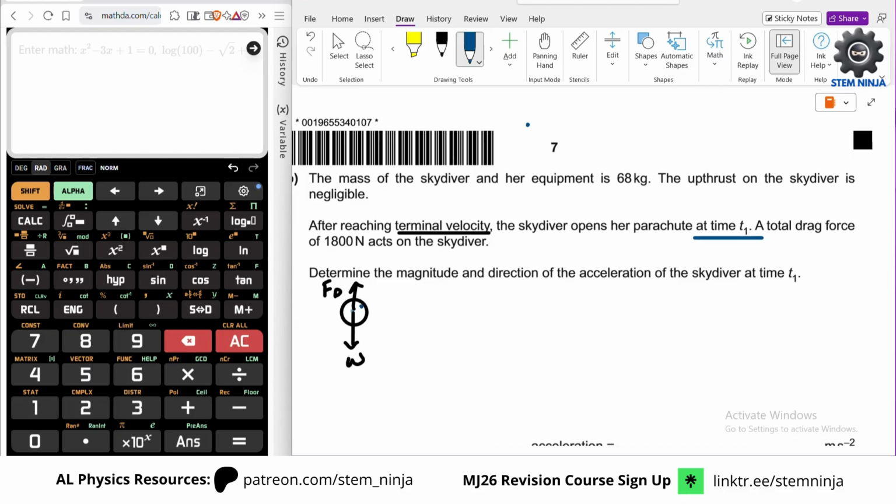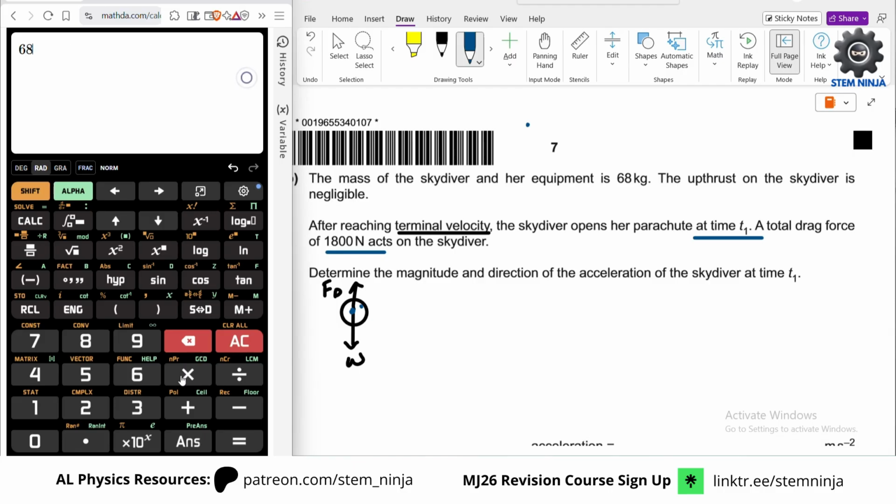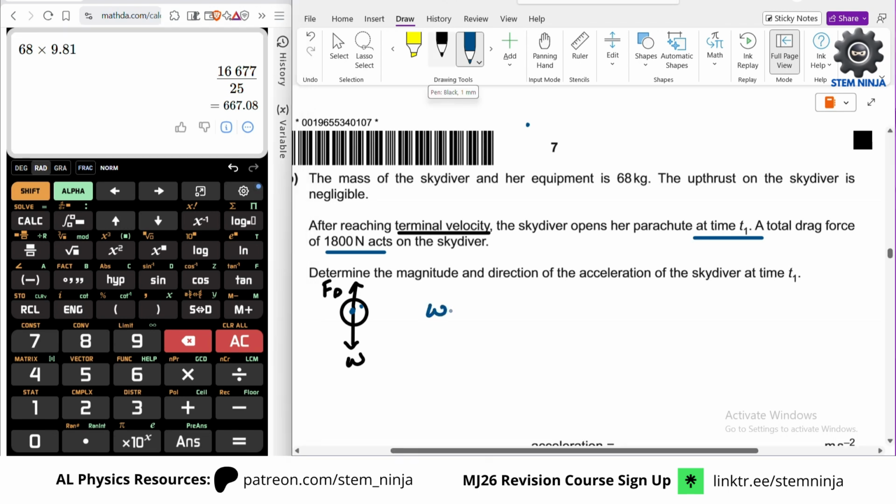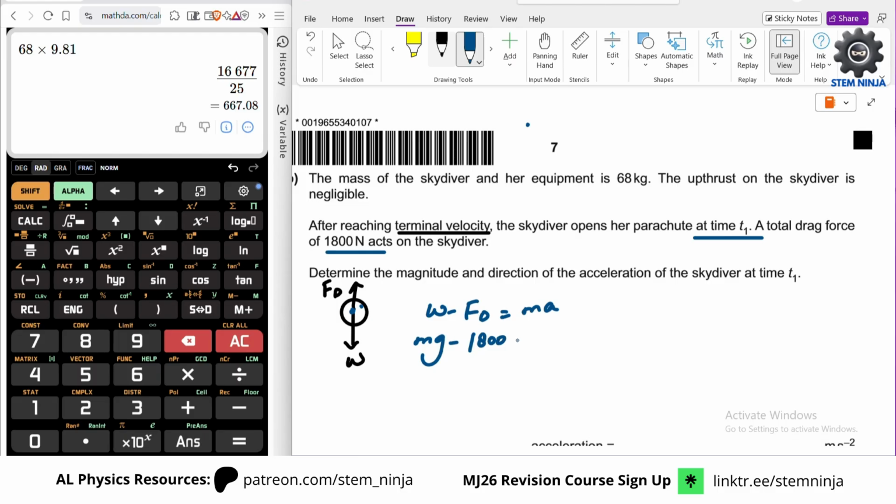So after time t1, that's what the force would be, because when you do 68 times by 9.81 before the parachute, it would have been this. Right, okay. Now that we know, okay. So weight minus Fd is equal to Ma, mg minus 1800 equals to Ma. So m is 68 times by 9.81 minus 1800 equals to 68 times by A.